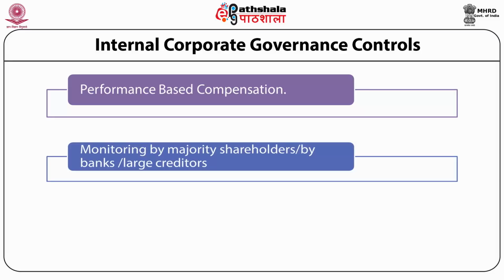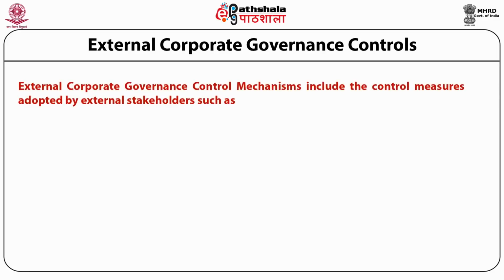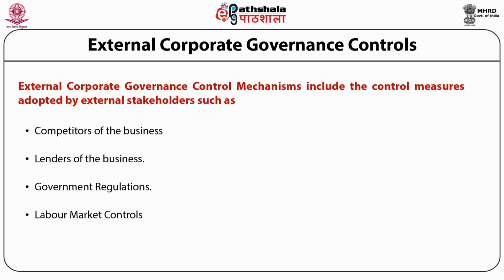Monitoring by majority shareholders, banks, and large creditors. The proportion of investment of a major shareholder is very large in the organization. Therefore, they may have the power to monitor and control the functioning of the management. This will help in reducing the agency problem between the owners and managers of an organization. External corporate governance controls. External corporate governance control mechanisms include the control measures adopted by external stakeholders such as competitors of the business, lenders of the business, government regulation, labor market controls, and analysts.